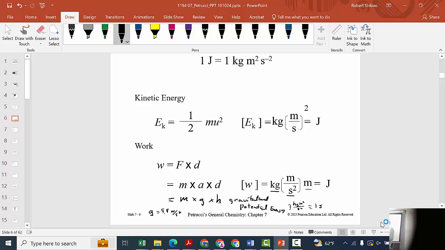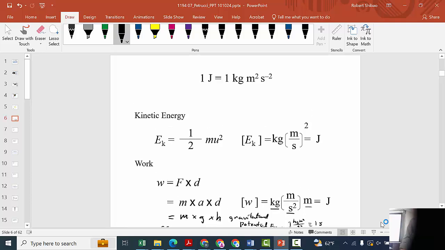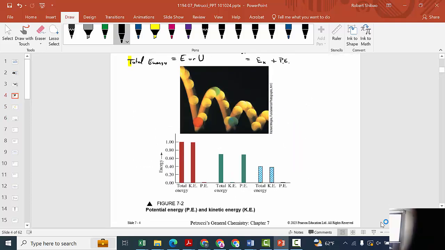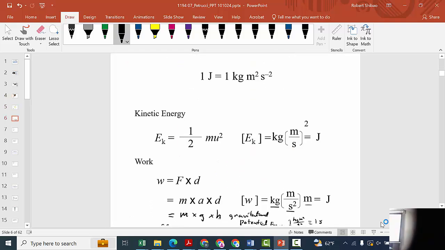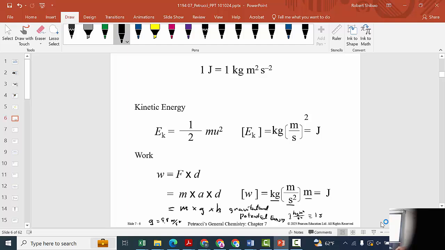And what type of kinetic energy is this? This is what we call translational kinetic energy. And if we wanted to figure out the translational kinetic energy of the tennis ball, we just have to measure its velocity. How fast is it moving? And then it's just 1/2 mu squared, where u is the velocity. So this would be for something like a tennis ball or monatomic gases.